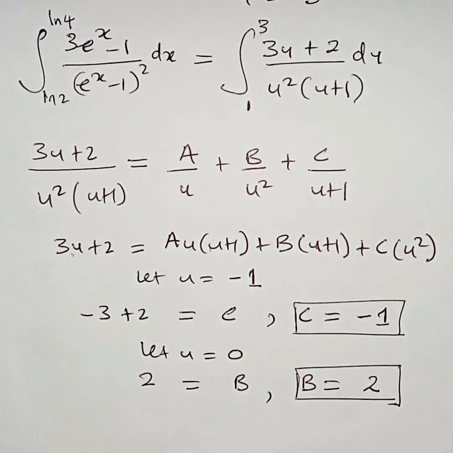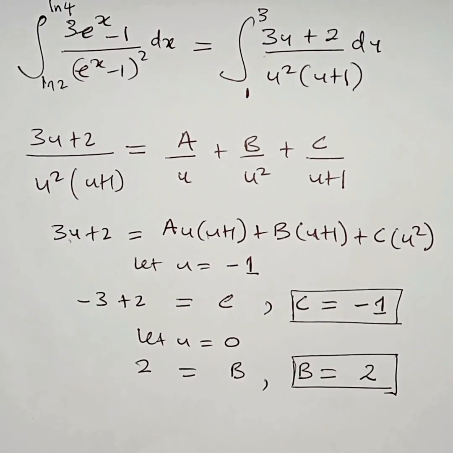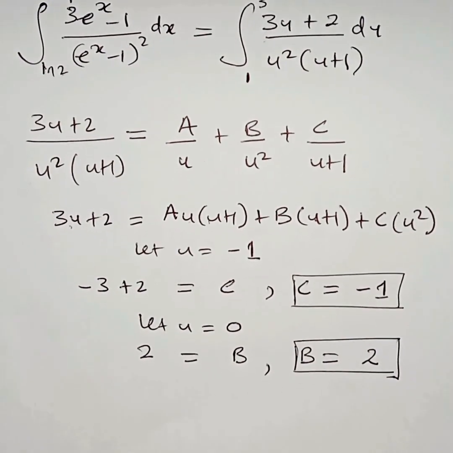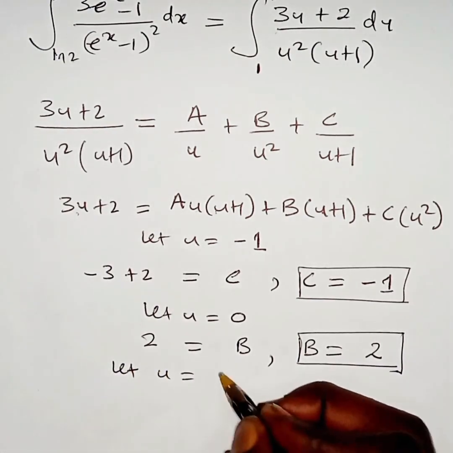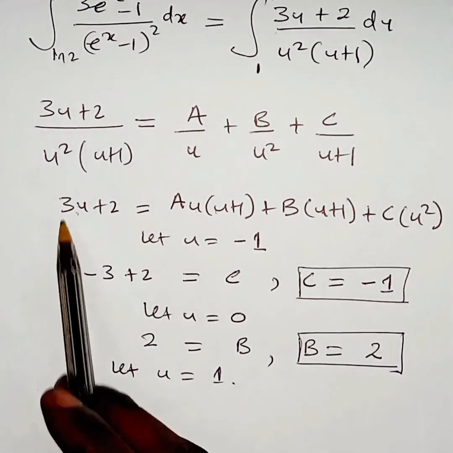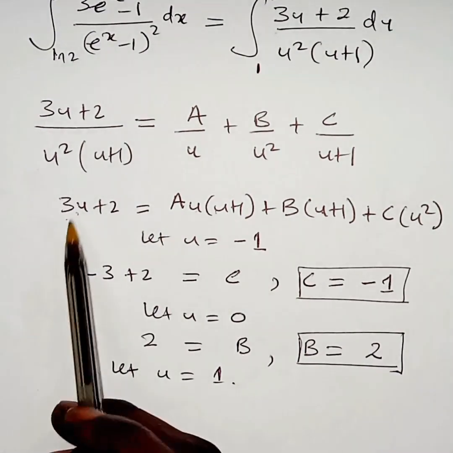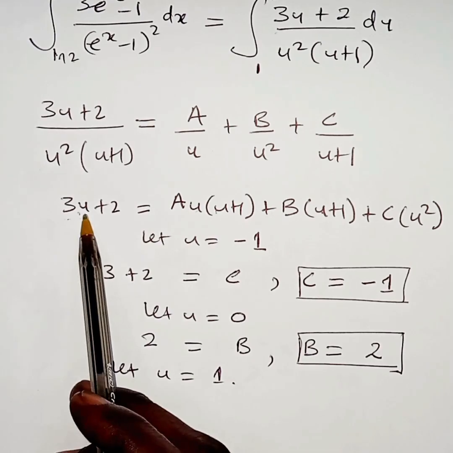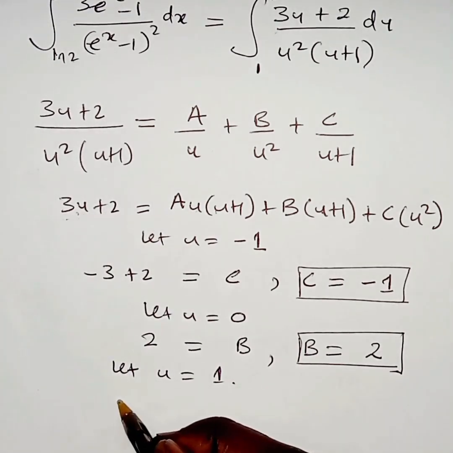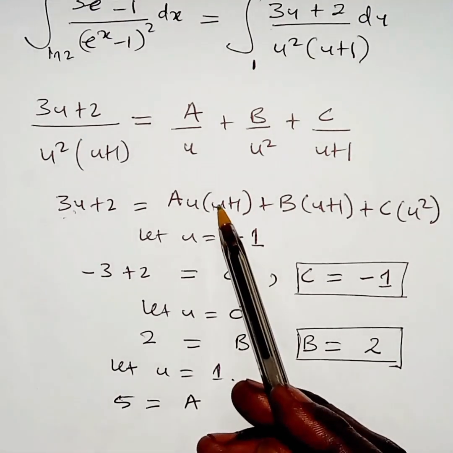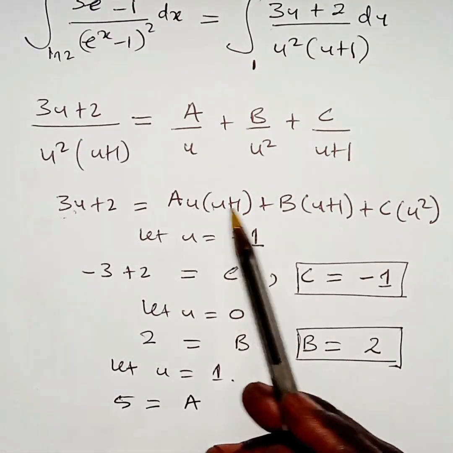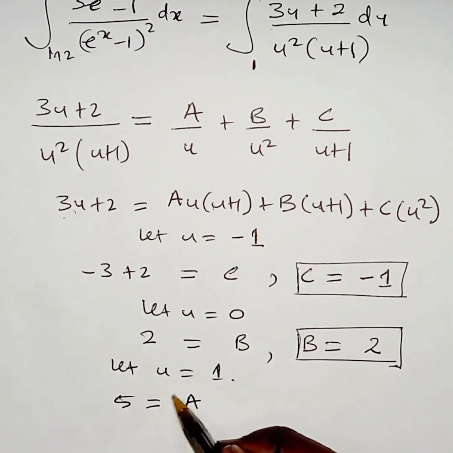Now we're looking for a. Now for a, we need to just take any number. We can take 1. 1 will be very easy for us to work with. So we're going to say let u is equal to 1. So we now substitute that into that equation. So we say 3 times 1, that's 3 plus 2, we get a 5. Is equal to, we haven't found a yet. So we're saying 1 plus 1, that's 2. 2 times 1, you just get 2a.